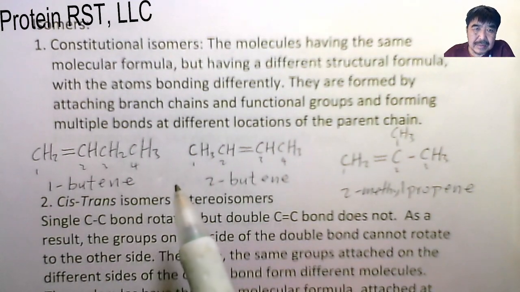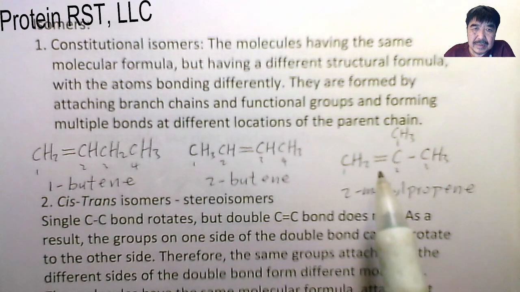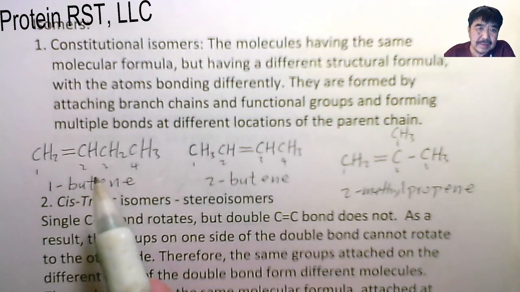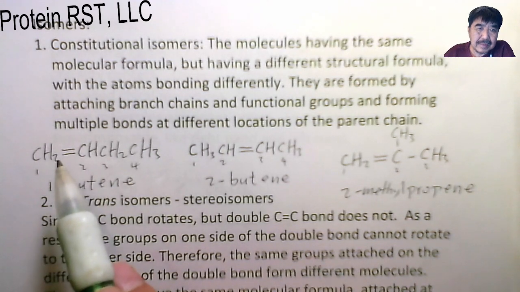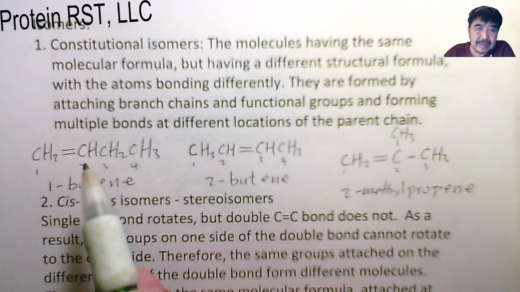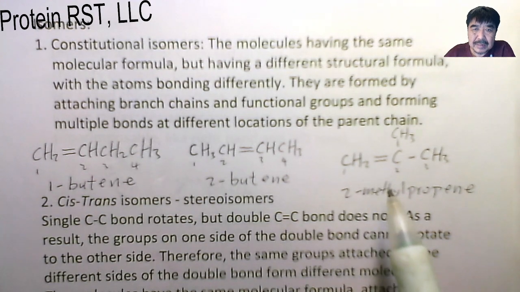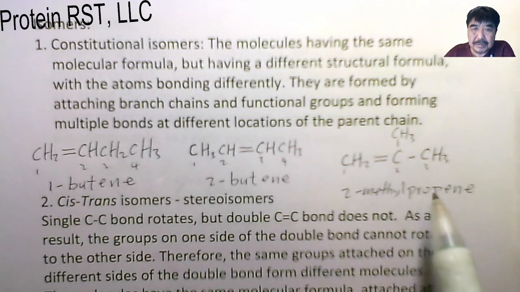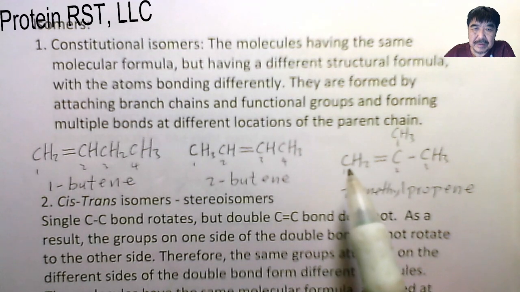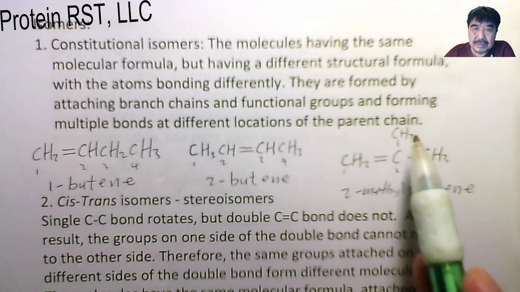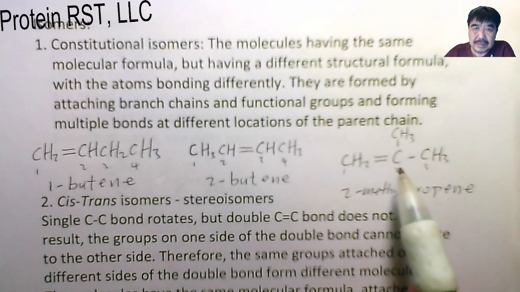Take a look at this example. We have three isomers here, and the first one is 1-butene. This one has a double bond between C1 and C2. Its isomer 2-butene has a double bond between C2 and C3. Another isomer is called 2-methylpropene, which has a double bond between C1 and C2. Also, it has a methyl group bonded to C2.